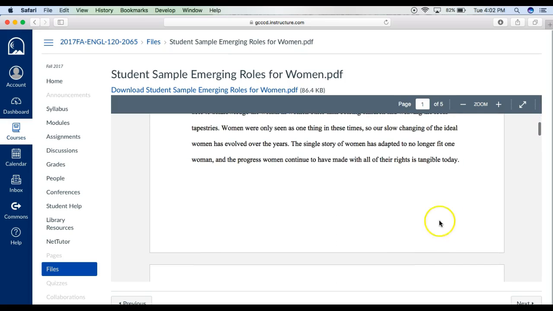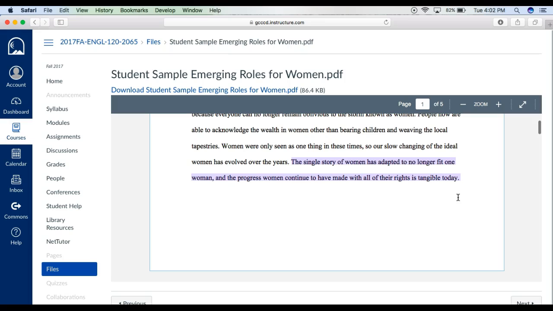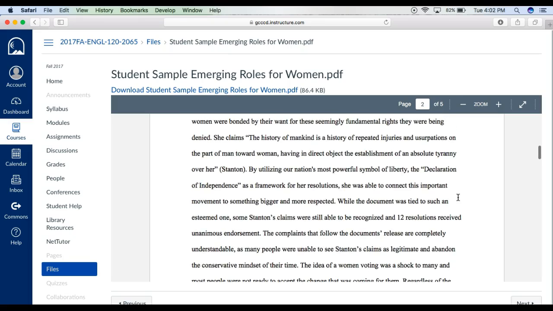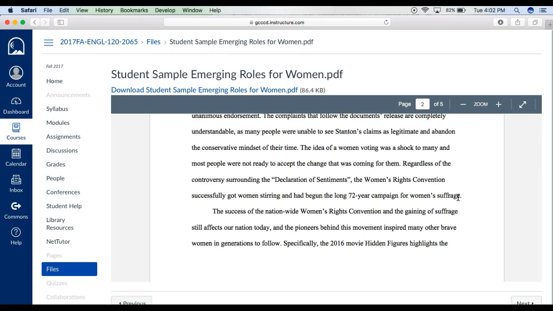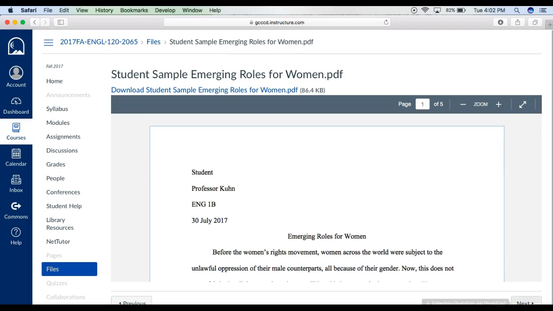Okay. The single story of women has adapted to no longer fit one woman, and the progress women continue to have made with all their rights is tangible today. Okay, so that is this person's thesis. Notice it's a little bit more fully developed there. Okay, and then she goes on as well to use her sources. Okay, so these are really good samples for you to look at.